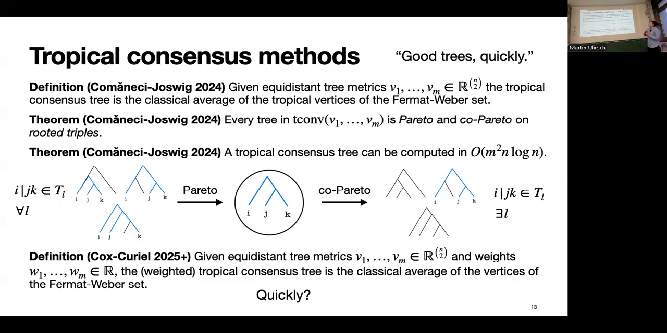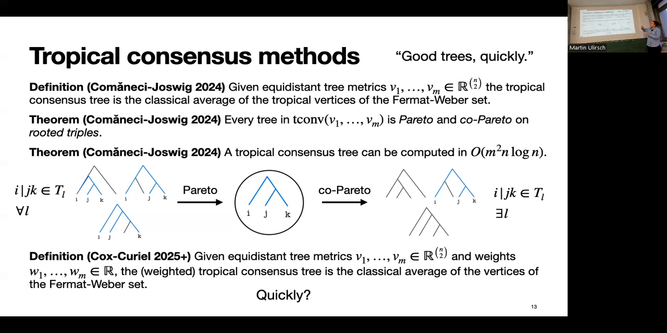And so yeah, the result here was quite general. So every tree in the tropical convex hull is Pareto and co-Pareto on rooted triples. And so when we define this analogous definition using the weighted Fermat-Weber points and the weighted Fermat-Weber set, that is also automatically Pareto and co-Pareto on rooted triples.